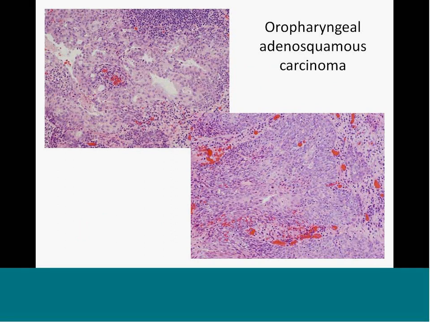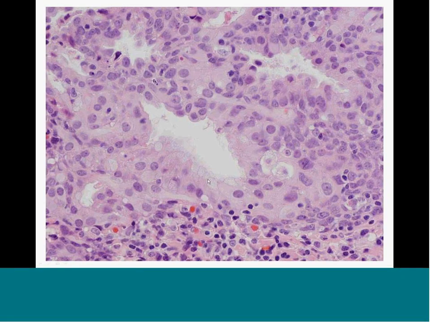We do on occasion see glandular differentiation. This is actually an example of an oropharyngeal adenosquamous carcinoma where you can see glandular differentiation in the upper left-hand side. Here you can see it at a little higher power. You can see there's clearly mucin being produced within these glands or cells.